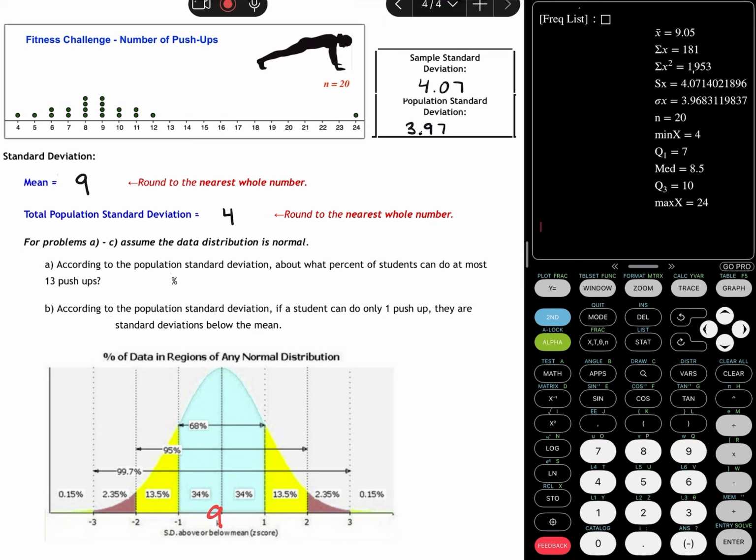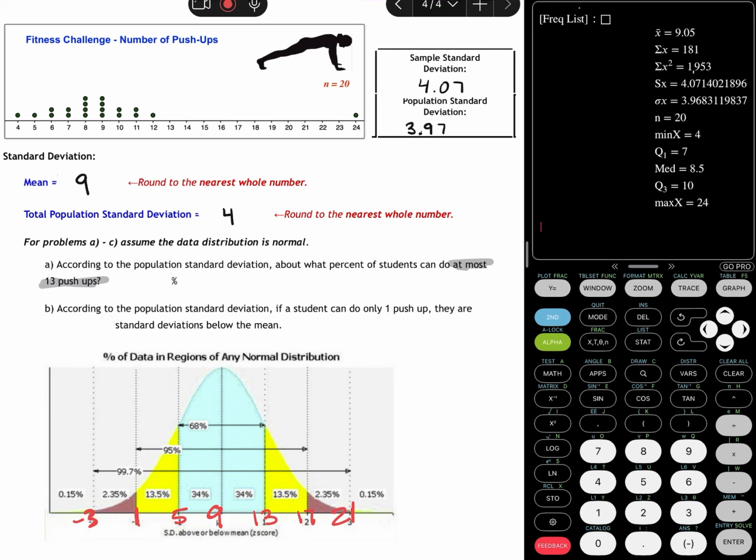I'm going to do that in red, so hopefully you can see it. Right, there's 9, and then you just keep adding 4. So 13, 17, and 21. And you subtract 4. This would be 5, 1, and then there's not really going to be any negative numbers, but I guess technically, we'll just keep on doing the math because you're not going to do negative push-ups. But that's how this works. So when a question asks you how many students can do at most 13 push-ups, that means no more than 13 push-ups.